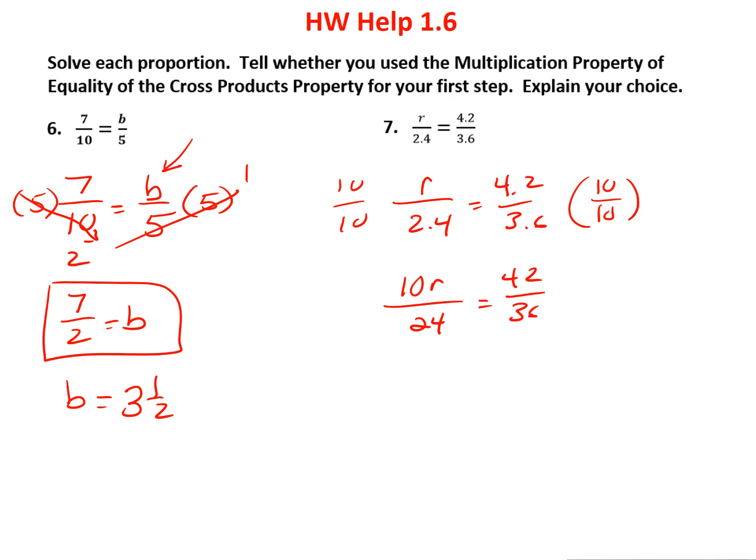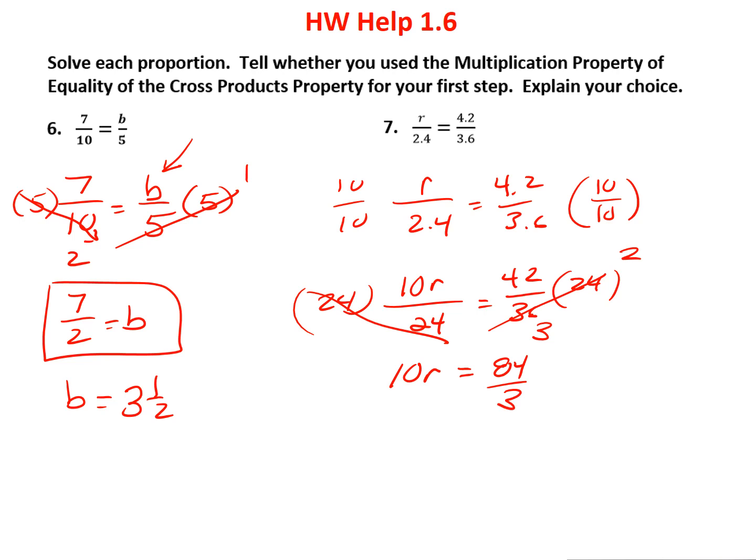Okay? Now, to undo this, what I'm going to do is undo divide by 24 by multiplying by 24. That goes away, and I'm left with 10r. And now 24, if I look at this, I could multiply it all out with my calculator and figure this out, but notice there's a 12 that goes into 24. 12 goes into 24 2 times, and 12 goes into 36 3 times. So what I end up here with is 84 divided by 3.